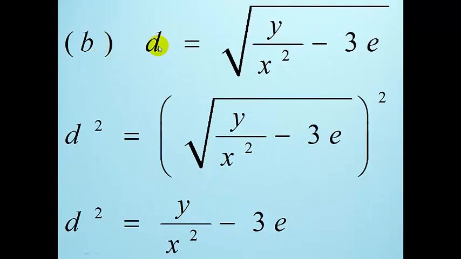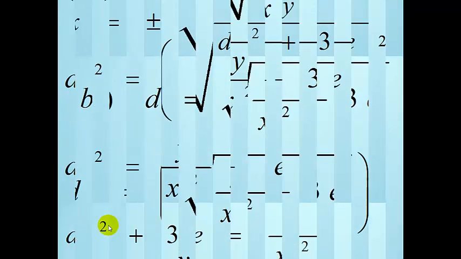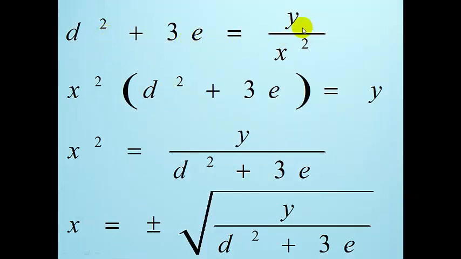Now b, given d equals the square root of y over x square minus 3e. Because we are making x the subject, we have to square both sides to eliminate the root. So when we square the left hand side, we have d square, and squaring the right hand side, we have the root of y over x square minus 3e all square. Now we have d square is equal to, the square will cancel the root, so we are left with y over x square minus 3e. Because we are making x the subject, minus 3e on the right hand side becomes plus 3e on the left hand side. And so we have d square plus 3e equals y over x square.